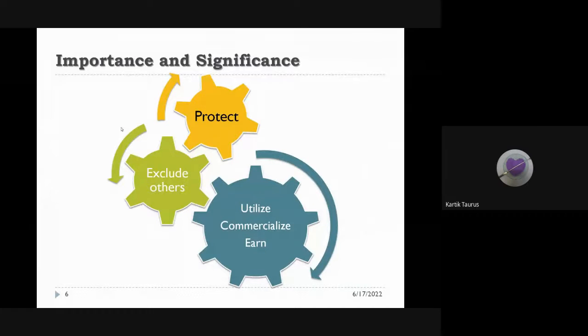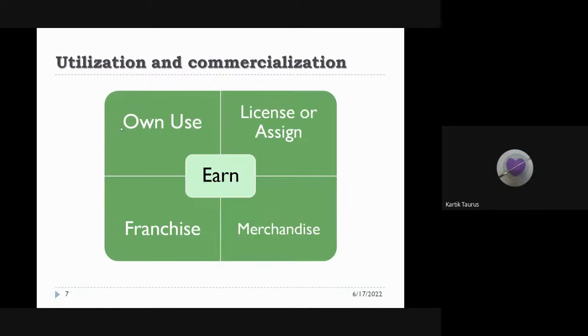So why do we need to protect our intellectual property? I mean, whatever we create ourselves out of our human brain. Once we protect, we can exclude others from using it. And not only that, we ourselves can utilize, commercialize, and earn money out of it. Ultimately, earning money is the main goal of all the commercial activities, right? So how can you earn? That intellectual property, you can use it yourselves, you can license it to somebody, or you can sell it altogether to somebody. That's called assigning. Or you can franchise or merchandise it also.